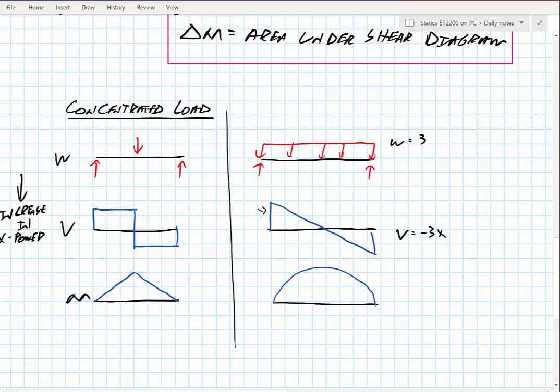Of course, you do have this little bit here for our reaction. We'll talk about that in a little bit. But in general, as far as the shape, we're at a flat line, then we're at a linear line where we have a slope of 3, and my moment would be equal to minus 3x squared over 2. So we end up with some quadratic function.